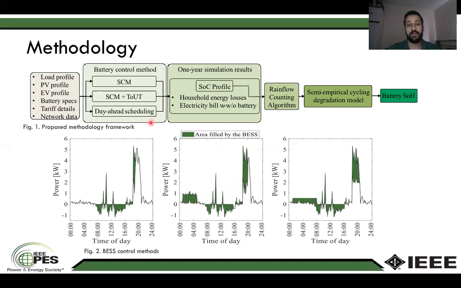After simulating 1 year for different control strategies and for different batteries, the state of charge profile is analyzed using the rainflow counting algorithm, and we are extracting the data using this counting algorithm for the semi-empirical cycling degradation model. At the end, the result is the battery state of health and other results related to the energy losses and electricity bill with and without the battery.